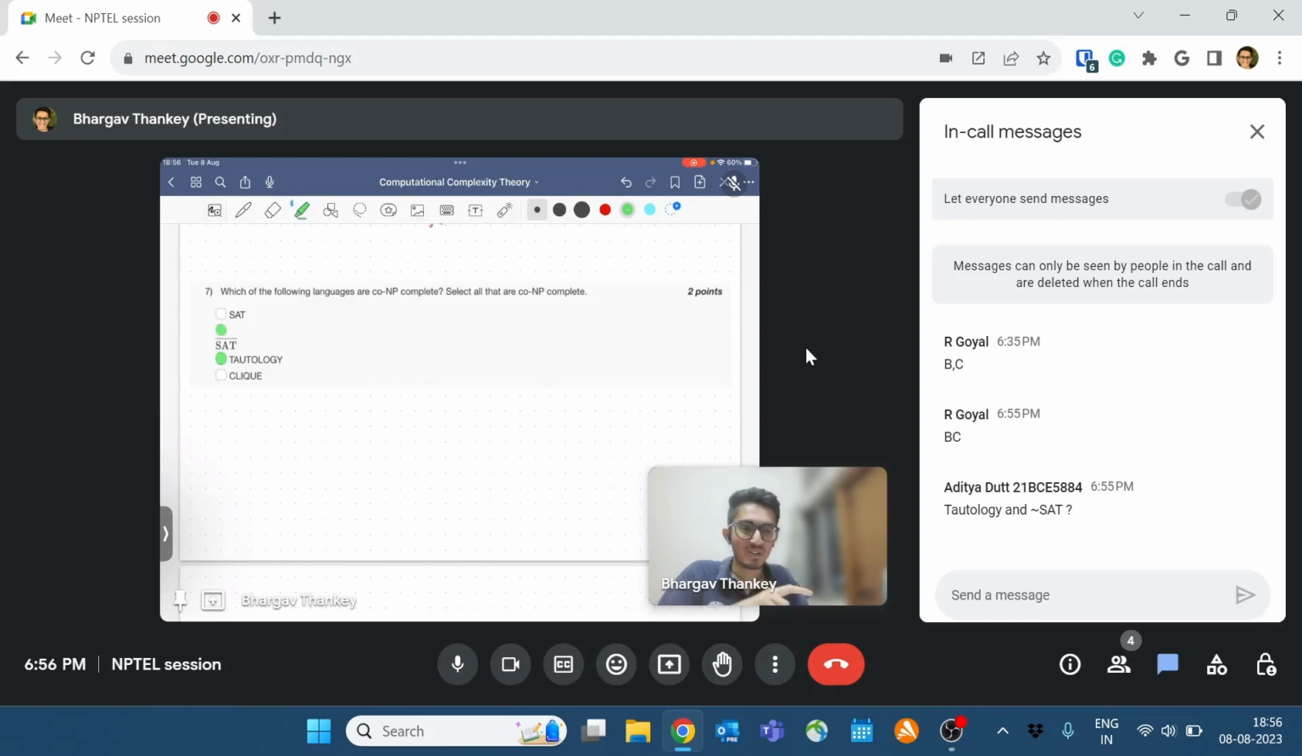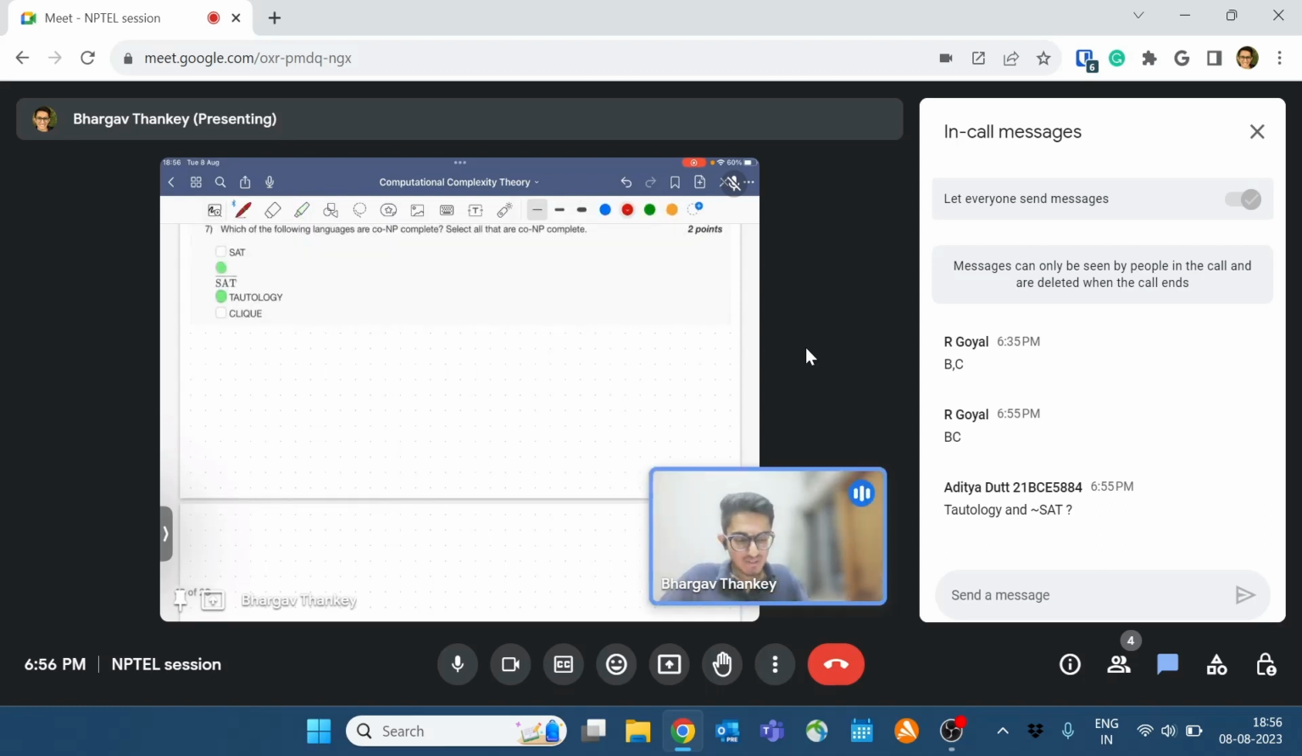Because you want to flip the answer, right? Exactly. So what you want to do is the following. You have a non-deterministic Turing machine. If it accepts, you want to reject, and if it rejects, you want to accept, right? No, that's not what I'm saying. I know that doesn't work.